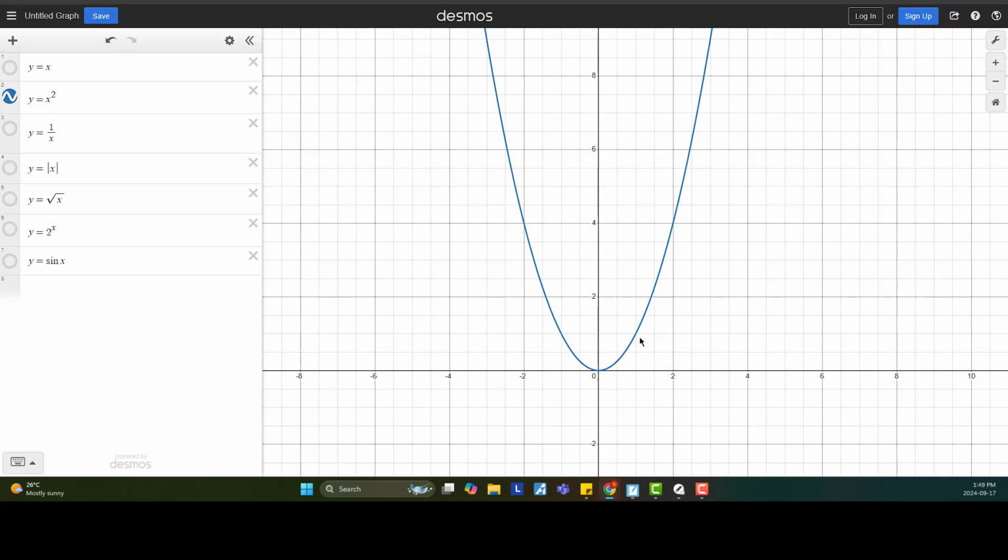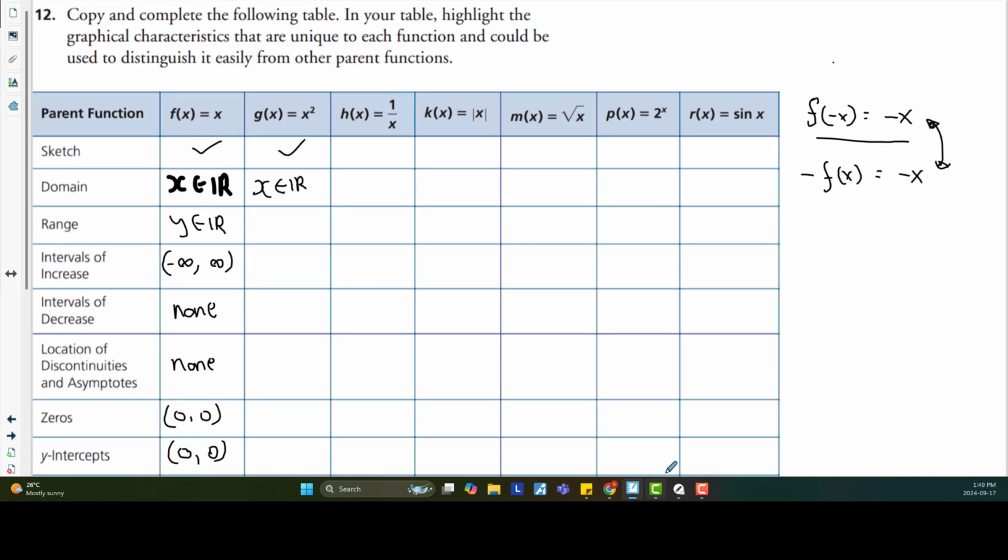What about range? Does this function go all the way up? Yes, it does. Does this function go all the way down? No, it does not. It doesn't go below a certain point. And what is that point that it doesn't go below? You can clearly see it's the x-axis, or 0. So the range for a function like this, I shouldn't write y anymore. I should write g of x, because we're writing in function notation. So g of x belongs to the real numbers, such that g of x has to be bigger than or equal to 0.